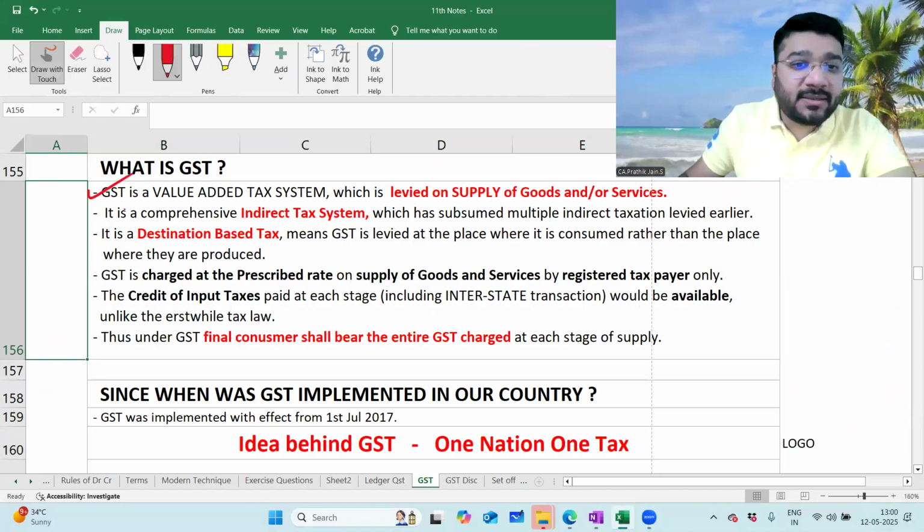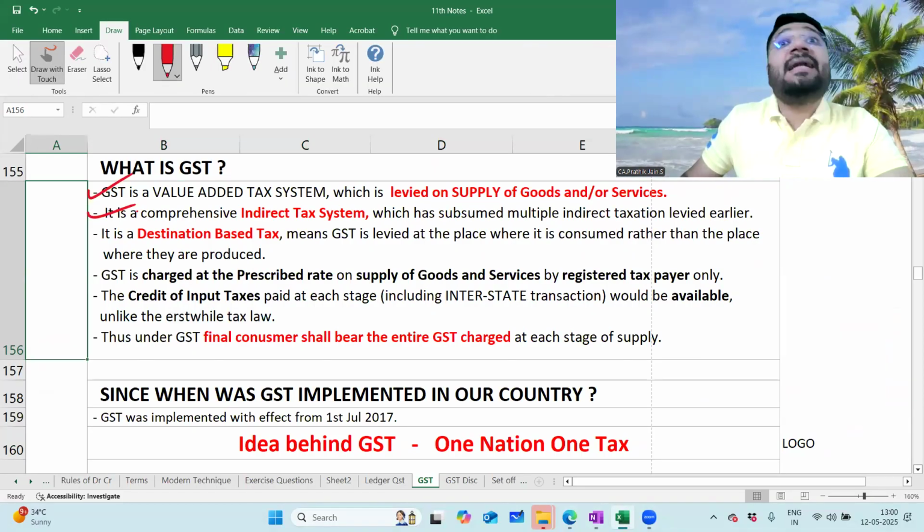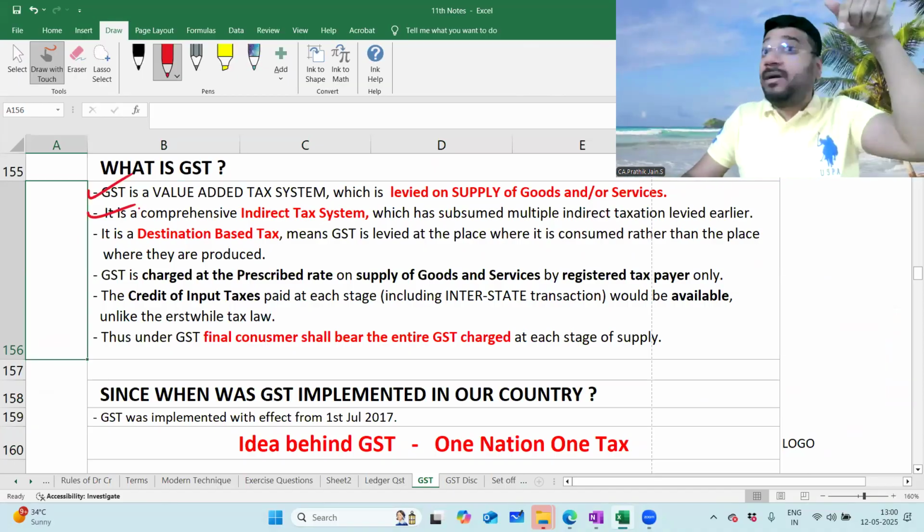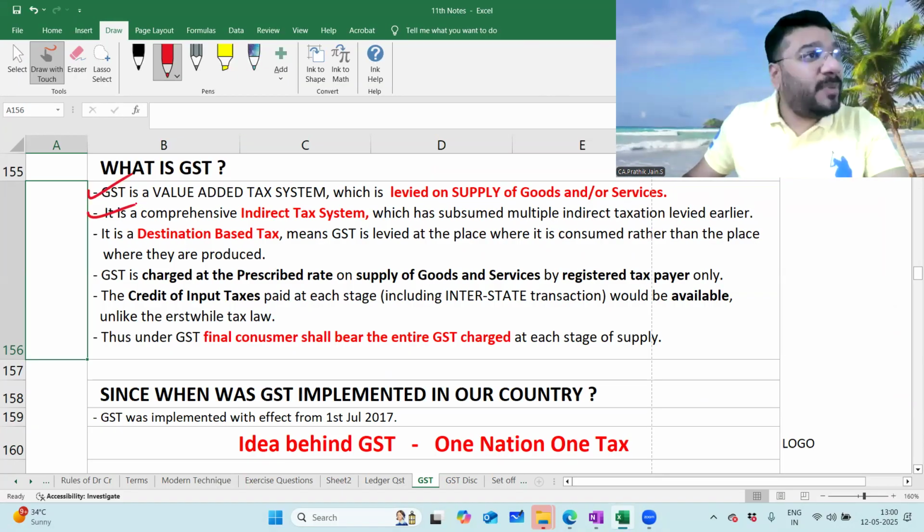First point is explained. Yes. Second point is explained. GST is a comprehensive indirect tax. What is the meaning of indirect tax? It's a tax on income, but not directly. It is indirectly. Explained. And how the taxes are subsumed, that also explained.